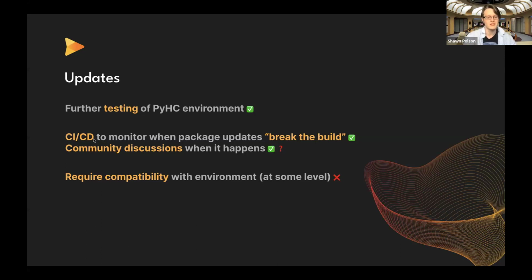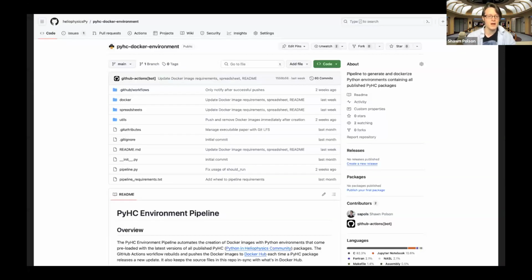No community discussions have had to happen yet because no dependency conflicts have been introduced, but I'm prepared for them if they happen. And we're still not requiring any kind of compatibility, just to be clear. We have not gone there yet. But this is the new GitHub repo that this is in. It's now underneath our Heliophysics Pi GitHub organization.